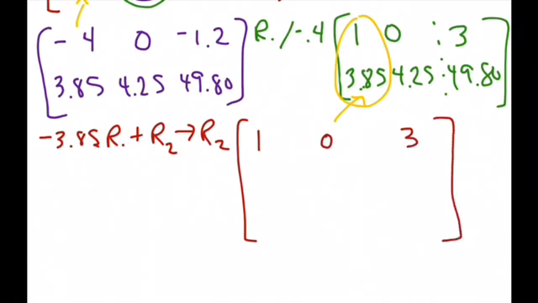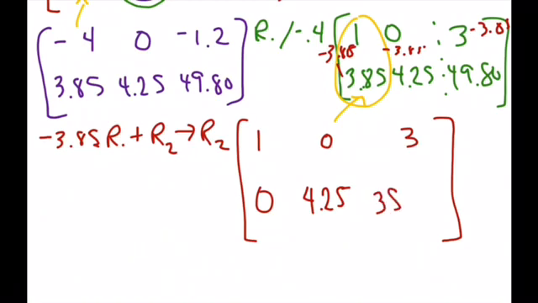My row 2, I'm going to take 1 times negative 3.85, and add those two together, so I'll get 0. Then 0 times negative 3.85 is 0, and I add it to 4.25, and I still get 4.25. And then 3 times negative 3.85, and then add it to 49.80, and I'm going to get 38.25. So this is looking pretty good.